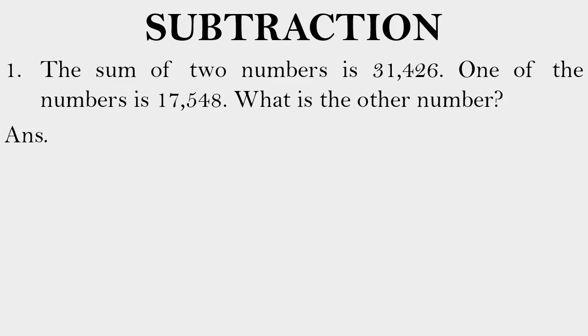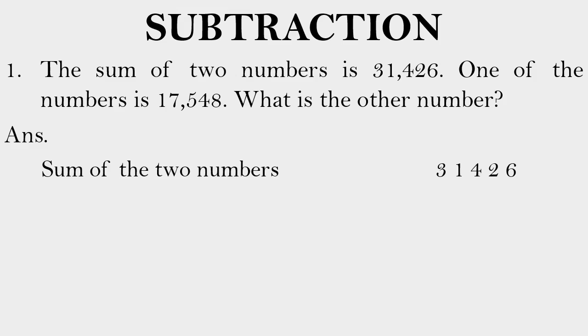What information is given? We have been given that the sum of the two numbers is 31,426. What is the other information that they have given you? They have told you that one of the numbers is 17,548. Now I'll stop here for a moment. I'm going to ask you a question. Think about it and answer.